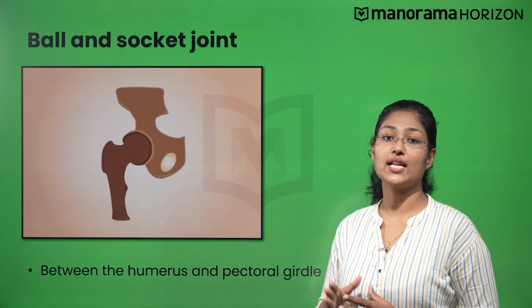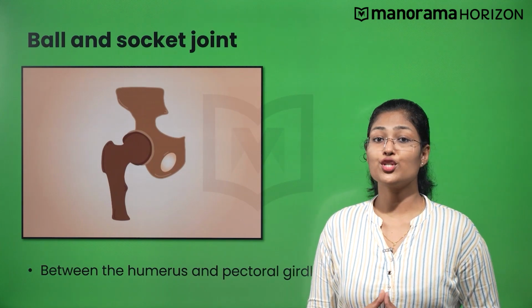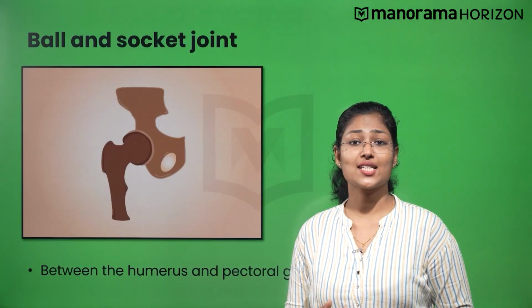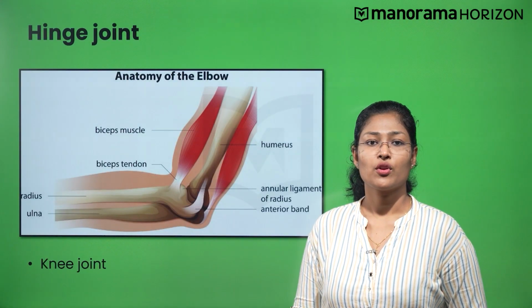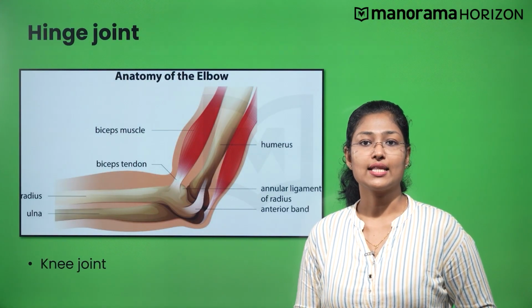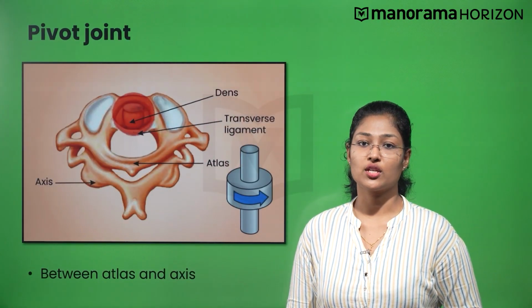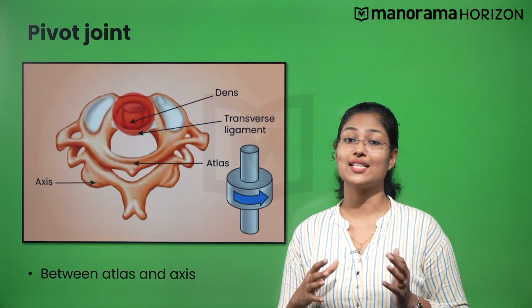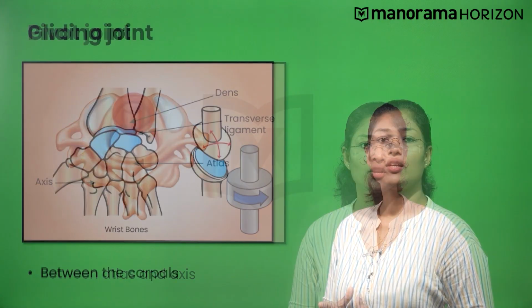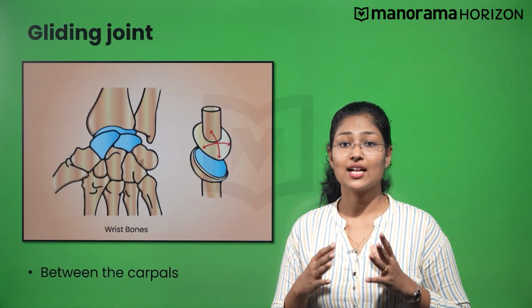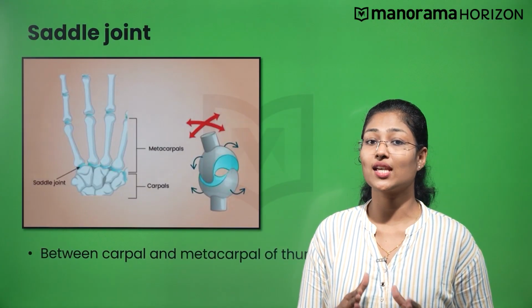First is the ball and socket joint, the shoulder joint between the humerus and the pectoral girdle. Next is the hinge joint or the knee joint, and it is seen in the elbow part. Next is a pivot joint, which is seen between the atlas and the axis in the neck part. Next is a gliding joint seen between the carpals, and last is a saddle joint, which is seen between carpal and metacarpal of thumb.